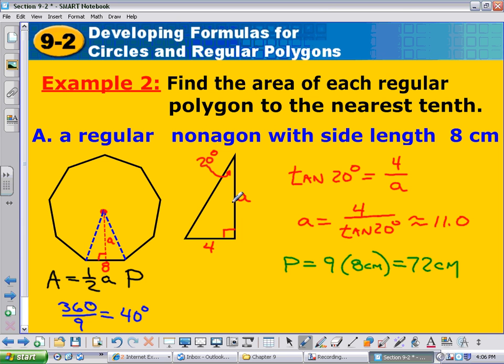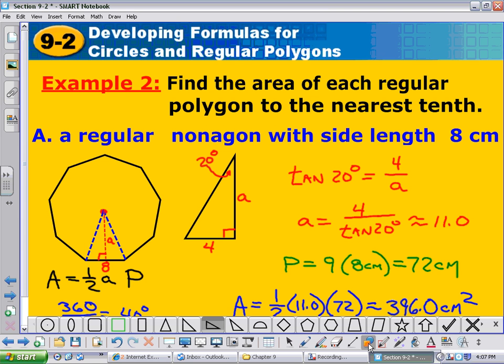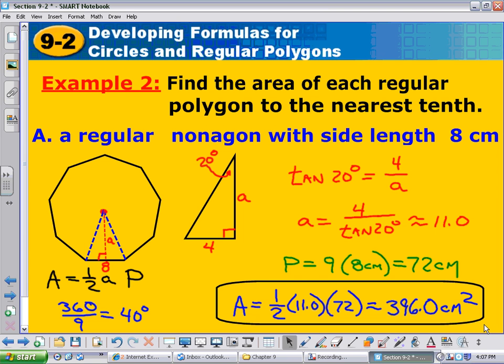So our final area is going to be 1/2 the apothem, which was 11.0, times the perimeter, which is 72, and that is going to be around 396 square centimeters. And that is your area for that nonagon. So really not all that crazy.